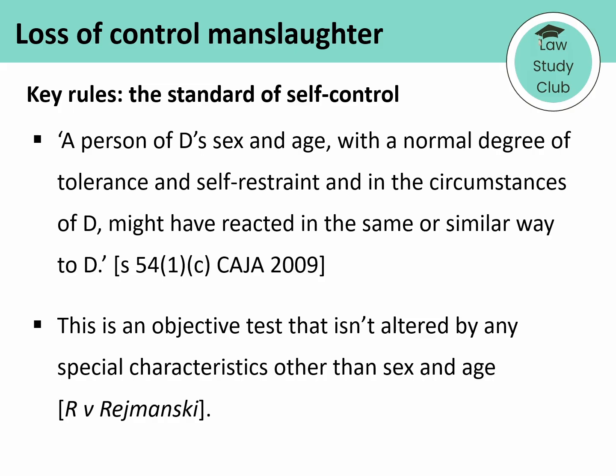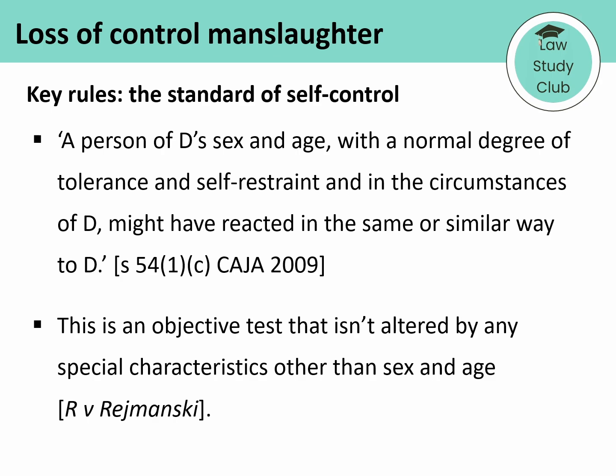Now, in some ways, this is fairly straightforward, and it's simply asking the jury whether a similar person to the defendant might react in the same or a similar way in the same circumstances. It becomes a little bit more complicated when we consider the appeal in R v Rejmanski. So in Rejmanski, the trial judge had ruled that the jury was not allowed to take into account the defendant's psychiatric illness when applying this third requirement.